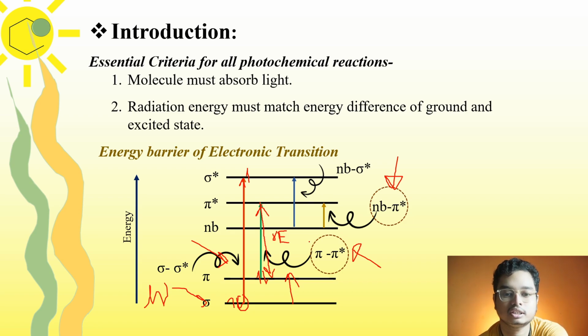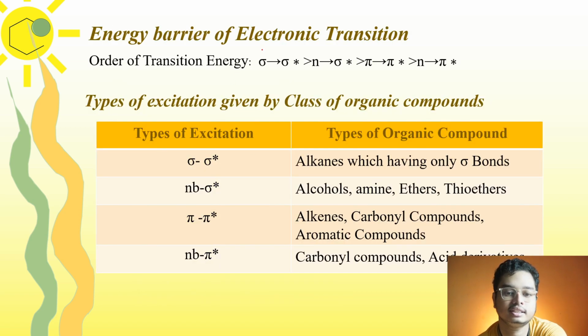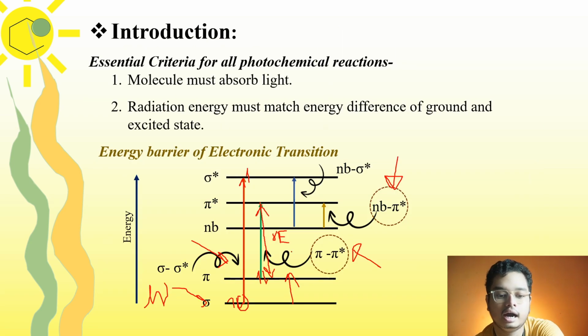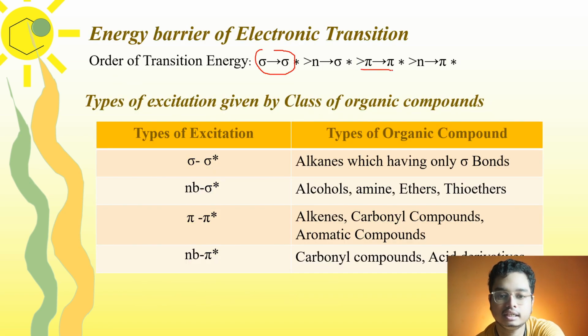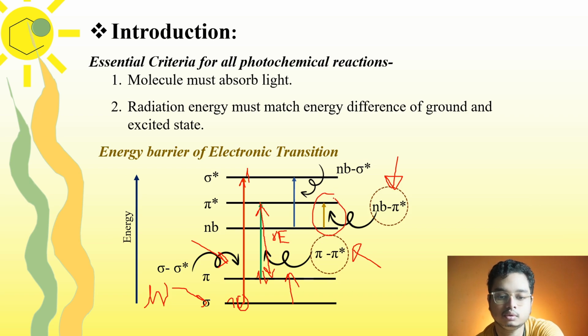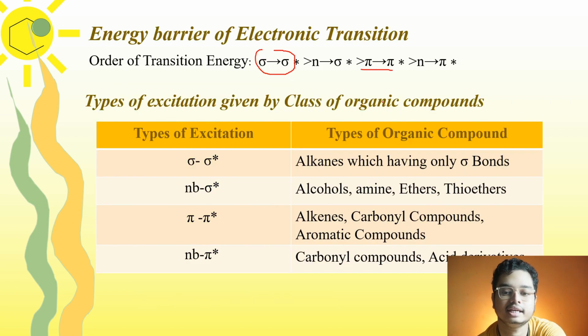Now, if anyone asks what the order of the transition energy is, you can see that sigma to sigma star has the highest energy gap, so the energy required is much higher. Then non-bonding to sigma star has more energy, pi to pi star has a little less energy, and the lowest energy gap is non-bonding to pi star. That means this particular transition requires very little energy. So this is the order of transition energy.